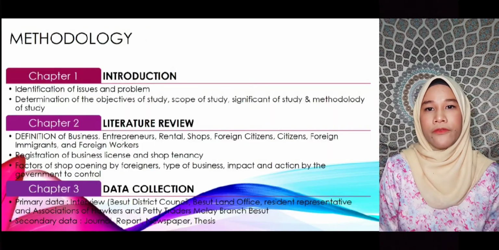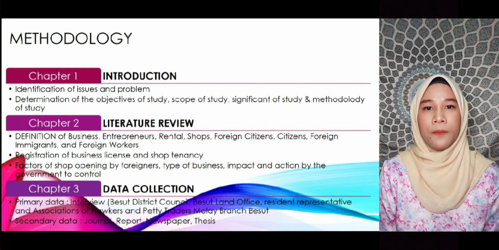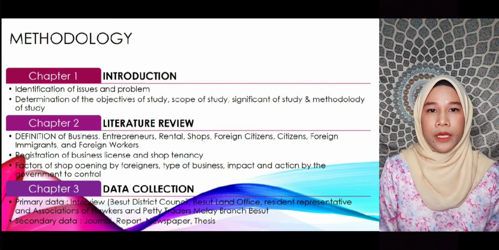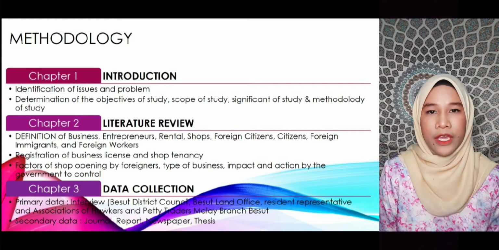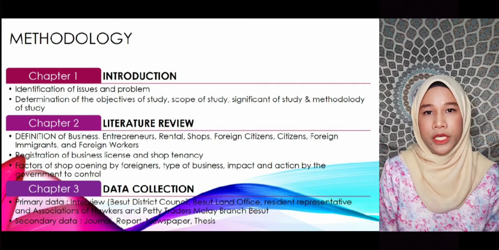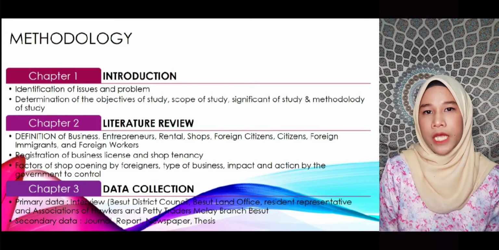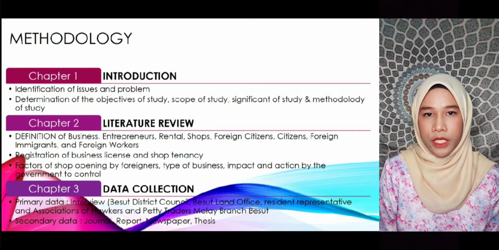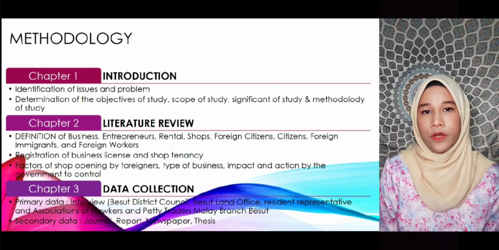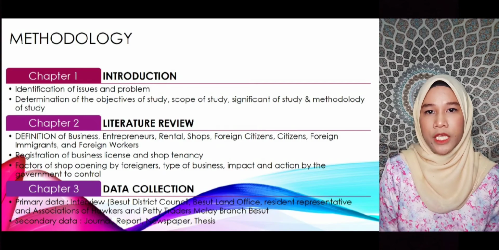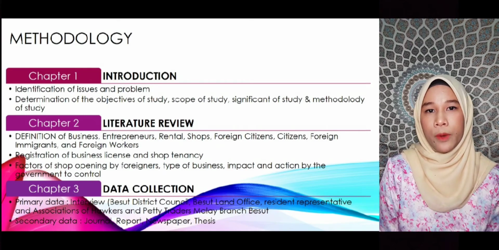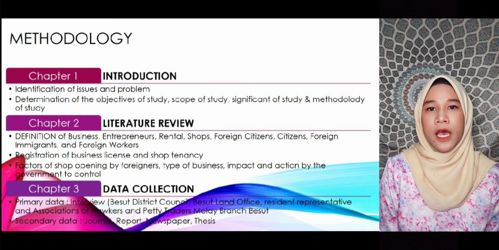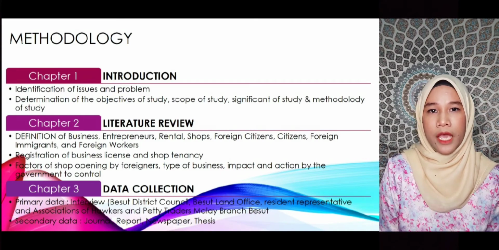The methodology for the study is divided into 6 chapters. Chapter 1, the introduction: identification of issue and problem, determination of objective of study, scope of study, significance of study, and methodology of study. Chapter 2 is literature review: definition of business, entrepreneur, rental, shop, foreign citizen, foreign immigrants, and foreign worker, registration of business license and shop tenancy, factor of shop opening by foreigners, type of business, impact and action by government to control.